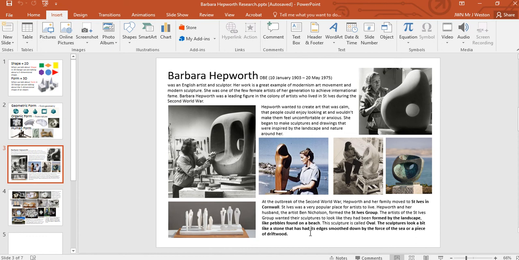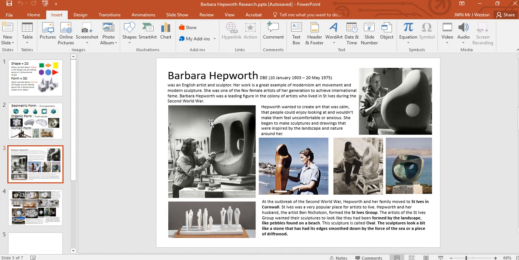And then I'm talking about her work, where she got inspiration for her work from. And particularly down here, the artists of the St. Ives group wanted their sculptures to look like they had been formed by the landscape, like pebbles found on a beach. This sculpture is called Oval. The sculptures look a bit like a stone. And I've talked a bit about what I think these sculptures look like.